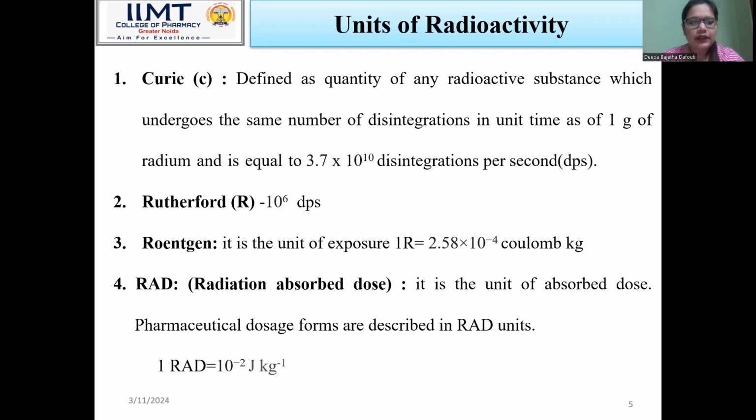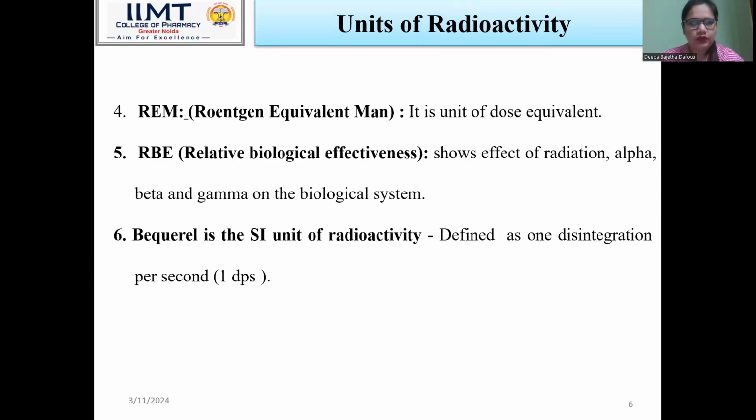Third one is Röntgen. It is the unit of exposure. 1 R is equal to 2.58 into 10 to the power minus 4 coulomb per kg. And next is RAD, radiation absorbed dose. It is the unit of absorbed dose. Pharmaceutical dosage forms are described in RAD units. 1 RAD is equal to 10 to the power minus 2 joule per kilogram.